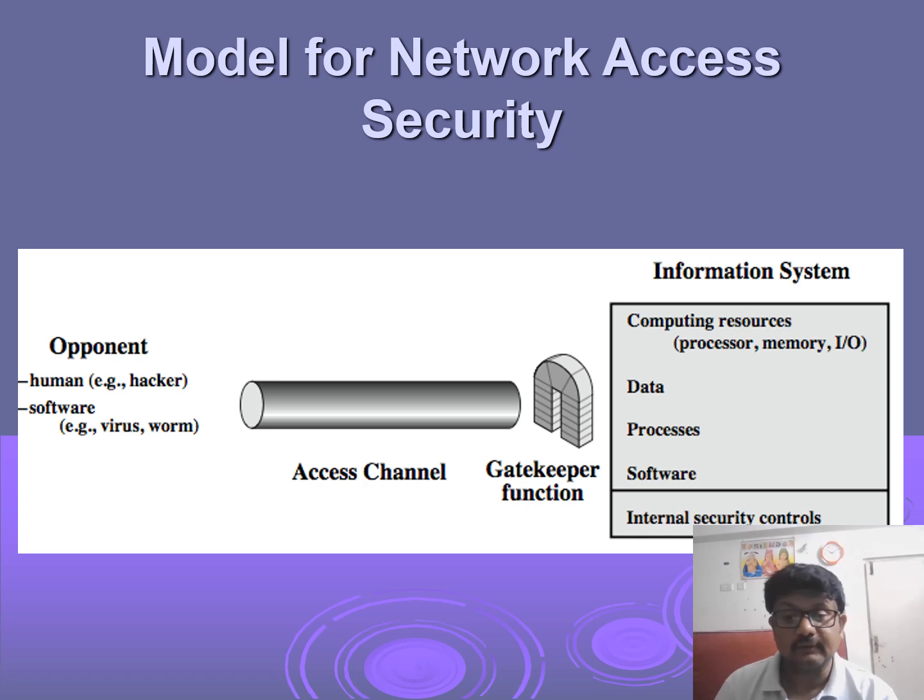See here, a model for network access security. An opponent will be there, a human, for example a hacker, or software, for example a virus or worm. Access channel. Here, the gatekeeper function. The information system will be there, with computing resources like processor, memory, I/O, and data processing software. These are the internal security controls that we get.